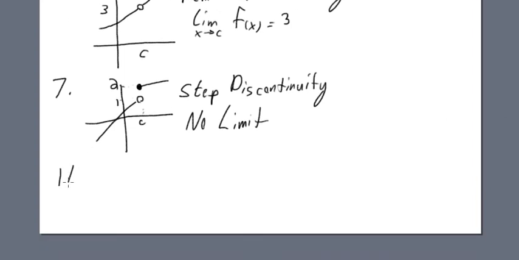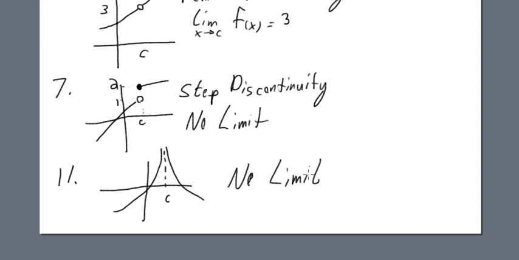Let's look at number 11, another unique thing going on. We have, let's see, at c, a vertical asymptote. So our graph is doing something like this. Now, we have not looked at a case like this yet, but this also says there is no limit. Once again, no limit in the way that we are currently looking at them.